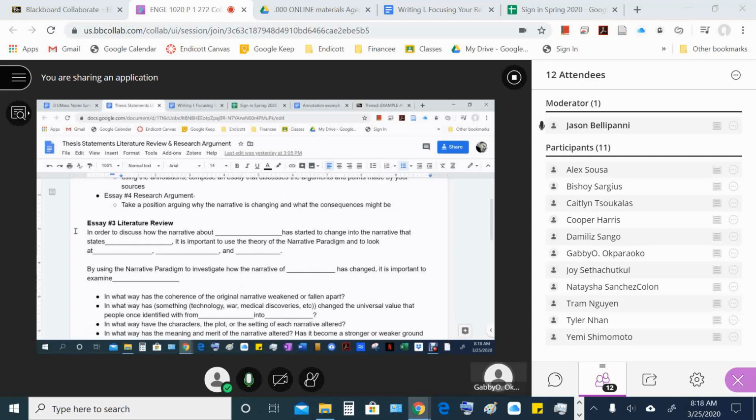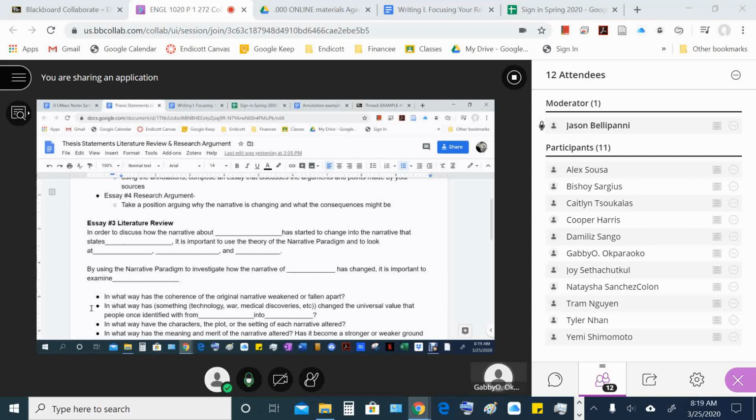So here's a template, for example, for essay 3. This is the literature review. After you have your sources and you've done your annotations, this is an example of it. In order to discuss how the narrative about blank, whatever it is, has started to change into the narrative that states blank, you have basically the old narrative, and you describe it a little bit. Then you have the new narrative. It is important to use the theory of narrative paradigm and to look at blank, blank, blank.